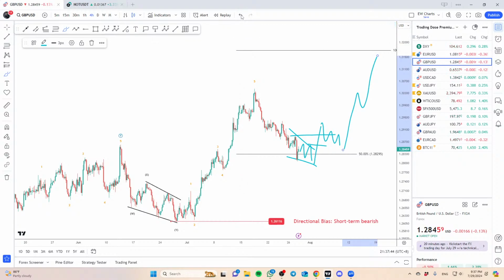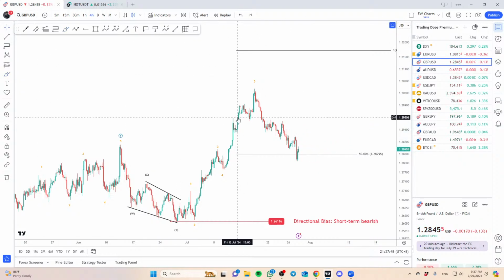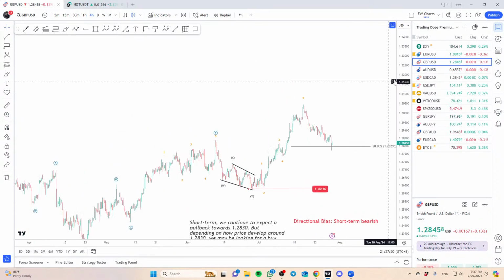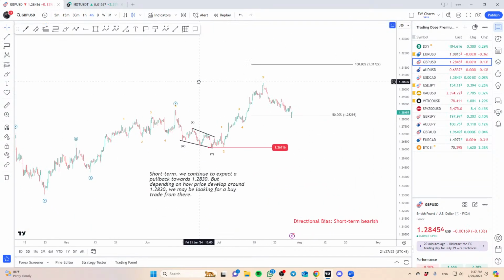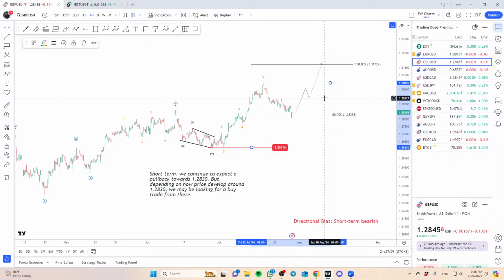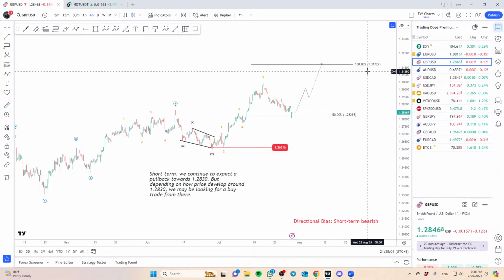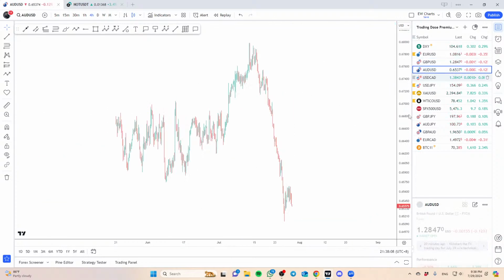Obviously not buying now, but we're starting to rotate our directional bias, and start positioning and see if we can get an opportunity to look for a buy setup, with an expectation where price would hit higher towards 1.3170. So that's on the pound dollar.